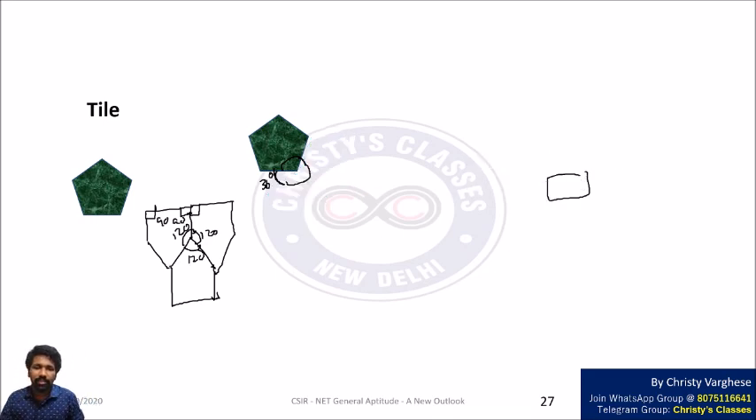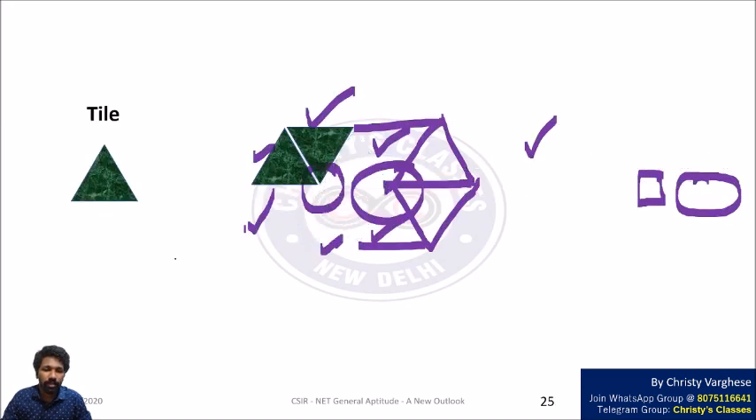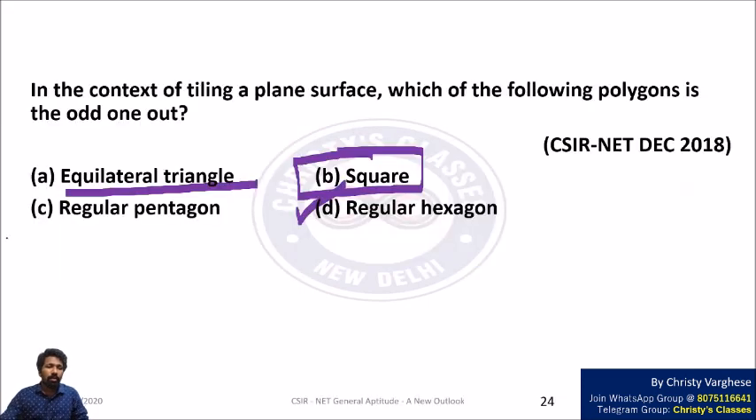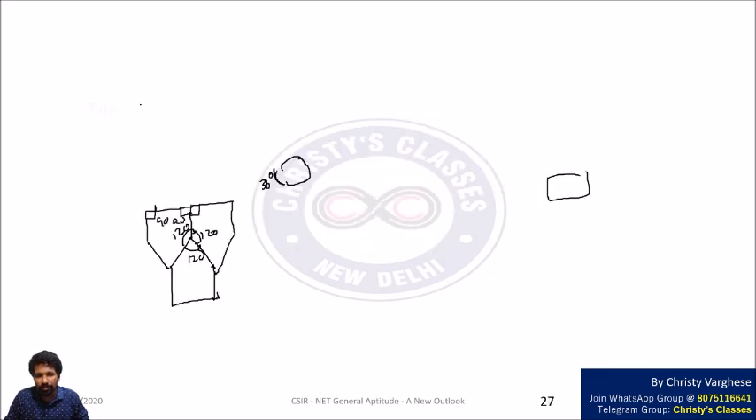So that means for that pentagon, all the angles are not equal. But the question clearly says, with a regular pentagon, can you tile the surface or not? That is the question. So with a regular pentagon, you cannot tile, because in a regular pentagon each angle is 108 degrees. 108 is not a factor of 360. That is why option C is the correct answer, because it is the odd one out. With a regular pentagon, you cannot tile properly. There will be gaps in between.